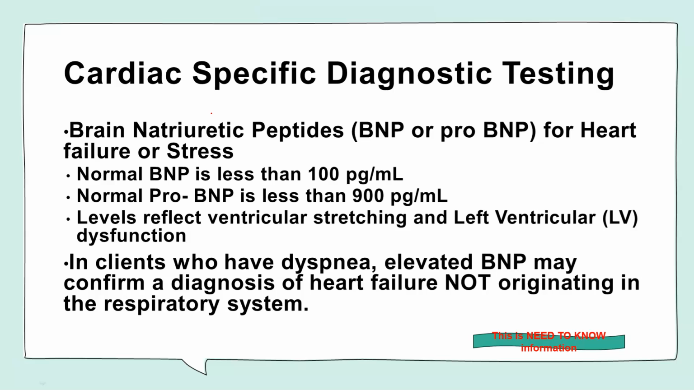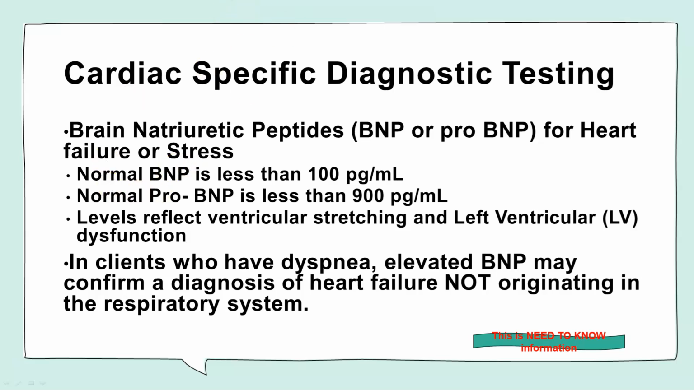So much like our troponins are reflective of an MI, our BNPs, so B for Bravo, and P, because I can't remember anything for P right now. So we'll look at a BNP or a pro-BNP for heart failure or stress. Again, this could be reflective of that demand ischemia, which really all BNP is reflective of, because it's for heart failure.